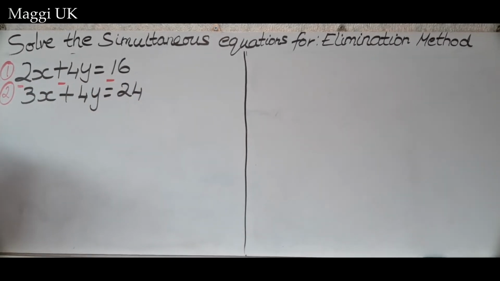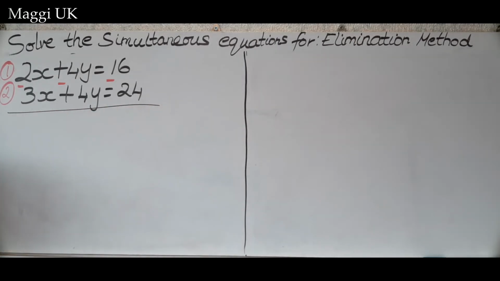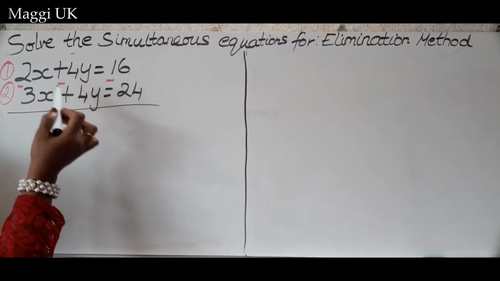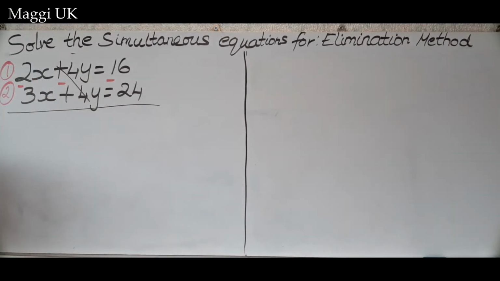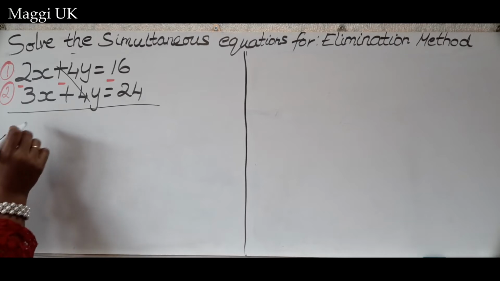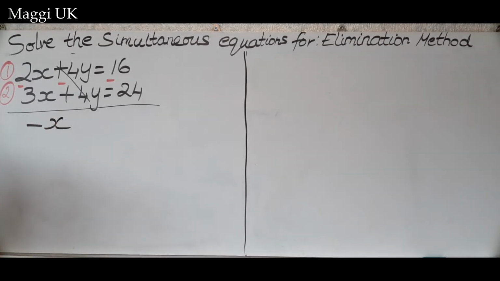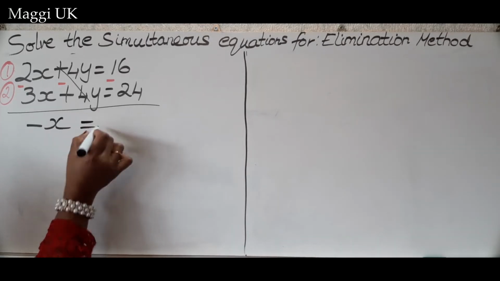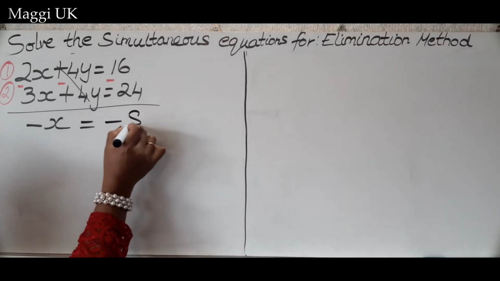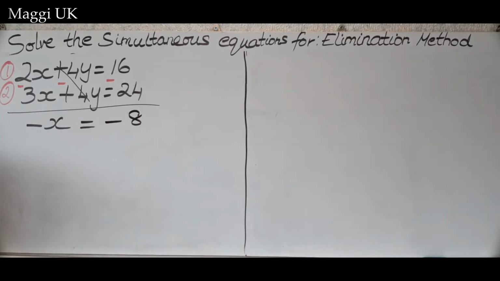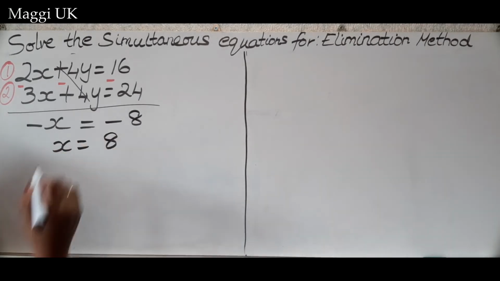Okay, next. Then we need to cancel this. What about this one? So 2x minus 3x equals minus 1x, which is nothing but minus x, is equal to 16 take away 24, which is equal to minus 8. When you have minus and minus, it becomes positive. So x is equal to 8.